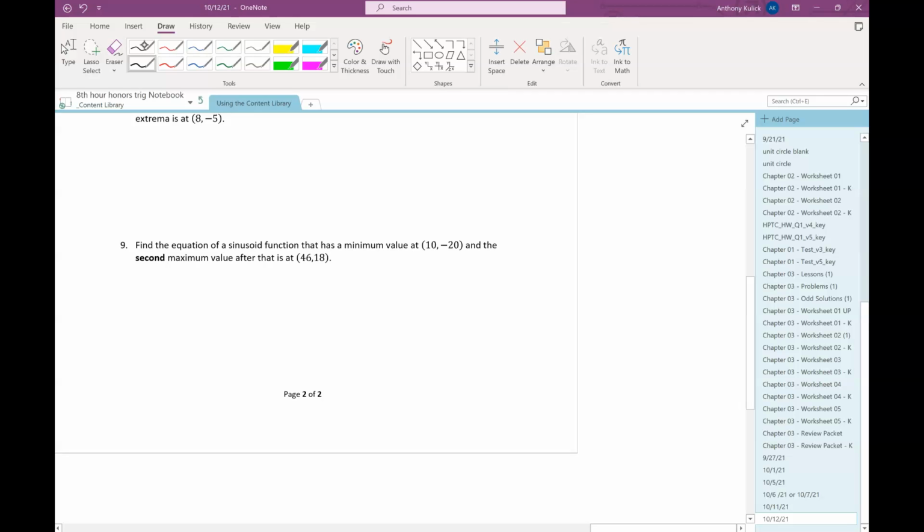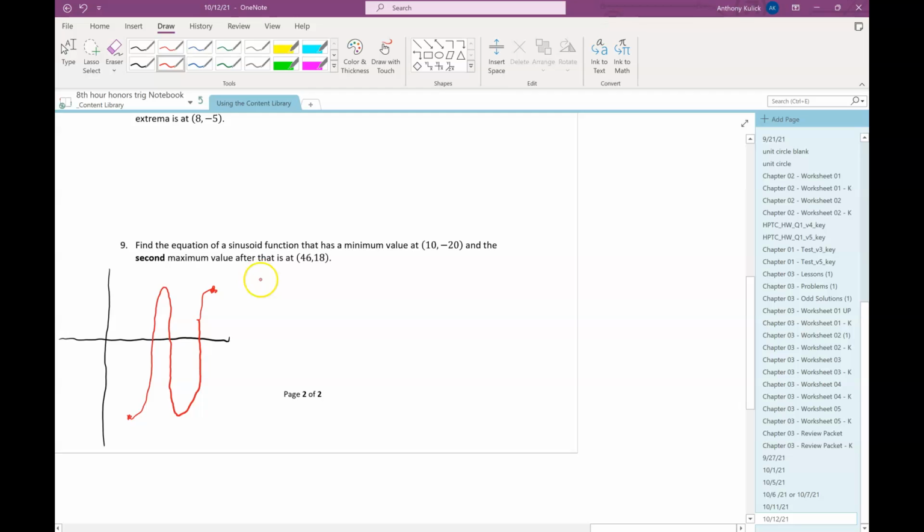Okay. So let's start by just sketching a little bit of a picture to see what's going on here. Because here we're just given 2 points, right? I'm given that I have a minimum value at (10, -20) and a second maximum at (46, 18). So it's going to have to do something like that, right? You good with that, Tommy? Okay.